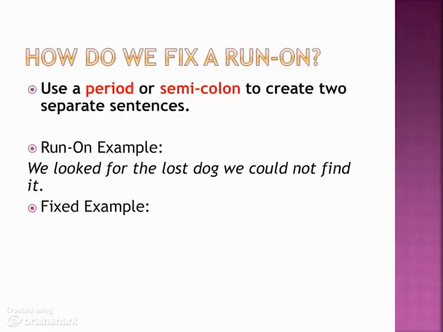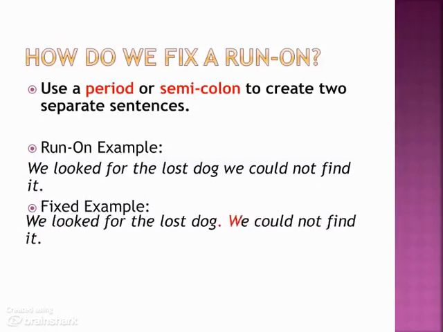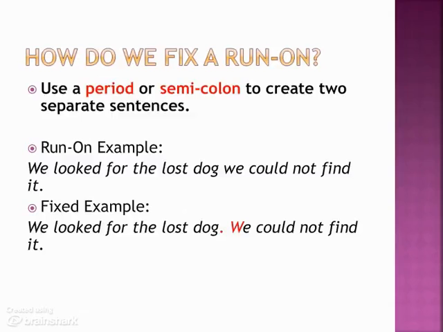Here's another way we fix a run-on. You use a period or a semicolon to create two separate sentences. Let's look at the example. We looked for the lost dog, we could not find it. Here's how we fix it with a period. We looked for the lost dog, period. We capitalize the word we: We could not find it.